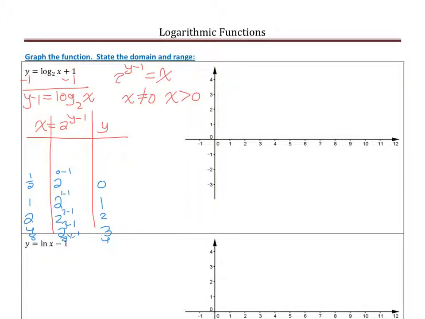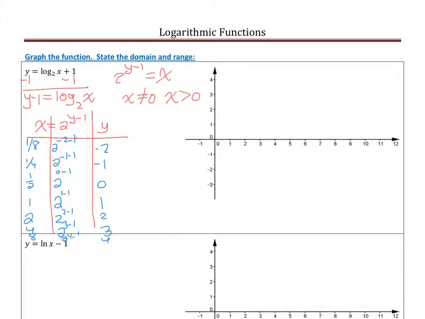And let's try some negative numbers. We've got 2 to the negative 1 minus 1. That's 2 to the negative 2, which is 1/4. And one more. We'll do y equals negative 2. That would be 2 to the exponent of negative 3, which would be 1/8.